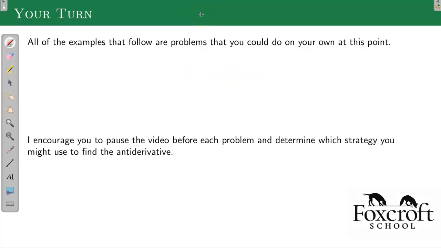All the examples in this video you can technically do now because you have all the rules. I can understand, maybe you can't do them all just by looking at them yet. We're going to practice, but for all these ones, I'm just going to go ahead and do them. But when you first see the problem, just pause it, see if you can figure out what the process would be before I go through it.